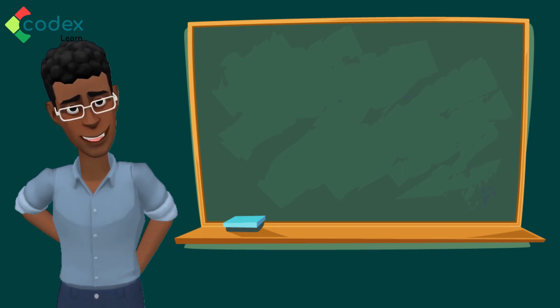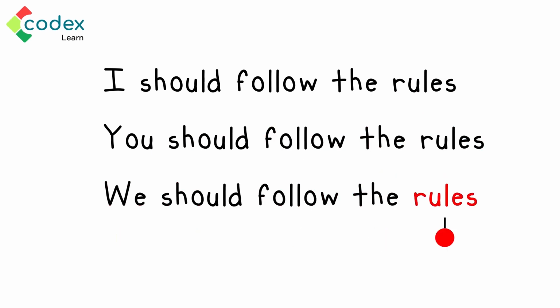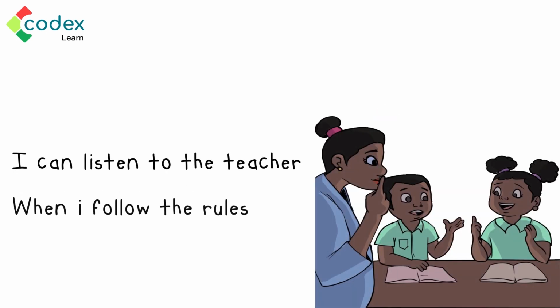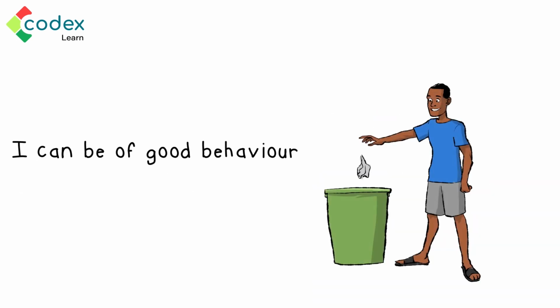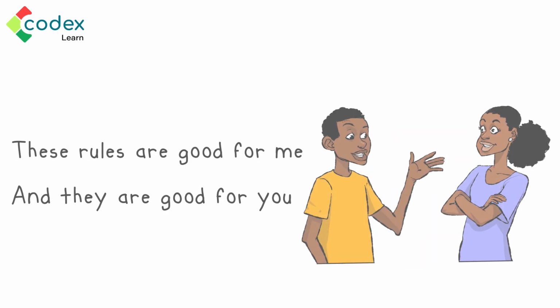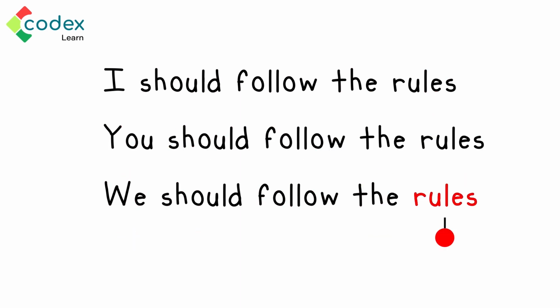Now, it's time for our memory tag. I should follow the rules, you should follow the rules. We should follow the rules by doing as we are told. I can cross the road when I follow the rules. I can listen to the teacher when I follow the rules. I can be of good behavior when I follow the rules. The rules are good for me and they are good for you. I should follow the rules, you should follow the rules. We should follow the rules by doing as we are told.